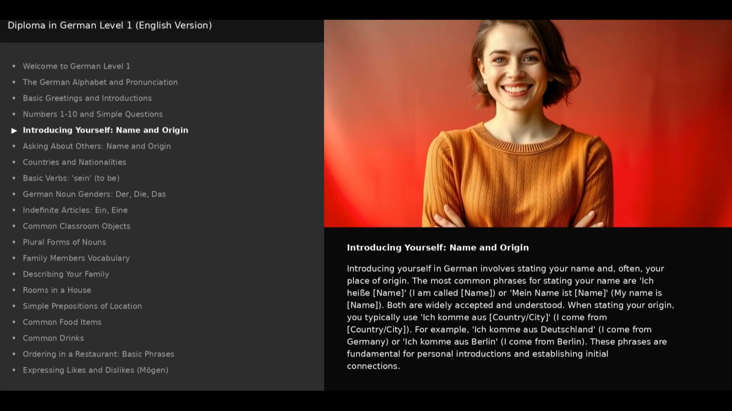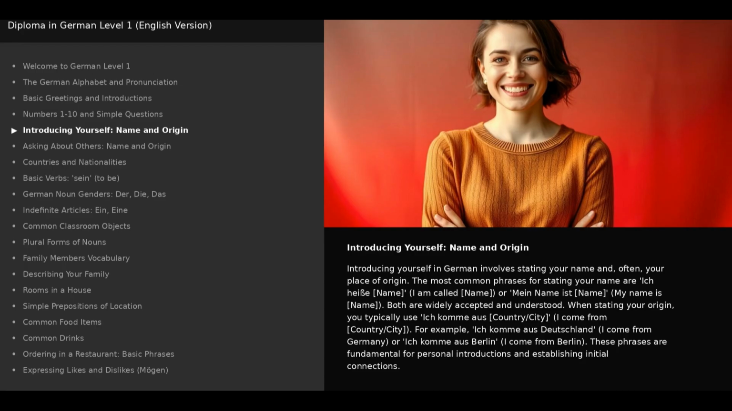Introducing yourself. Name and origin. Introducing yourself in German involves stating your name and often your place of origin. The most common phrases for stating your name are "Ich heiße [name]", I am called [name], or "Mein Name ist [name]", my name is [name].